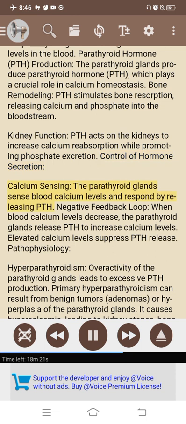Control of hormone secretion. Calcium sensing. The parathyroid glands sense blood calcium levels and respond by releasing PTH. Negative feedback loop. When blood calcium levels decrease, the parathyroid glands release PTH to increase calcium levels. Elevated calcium levels suppress PTH release.